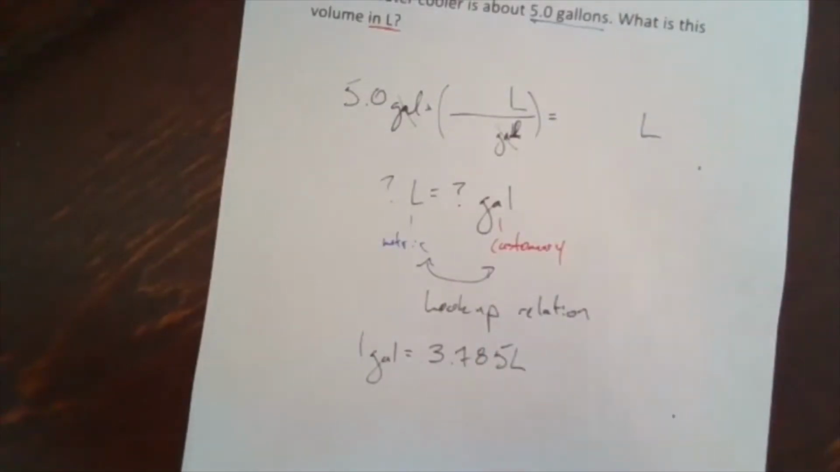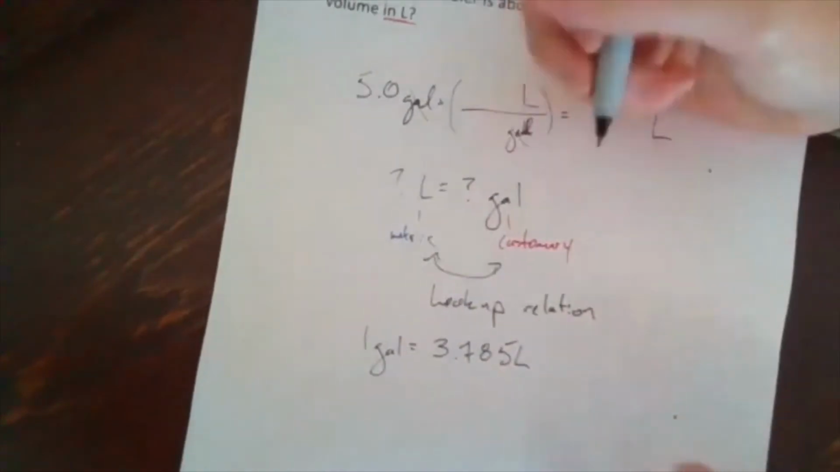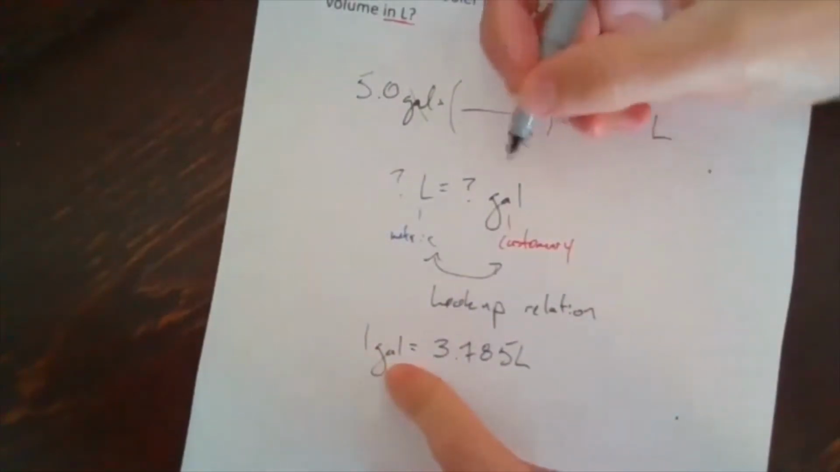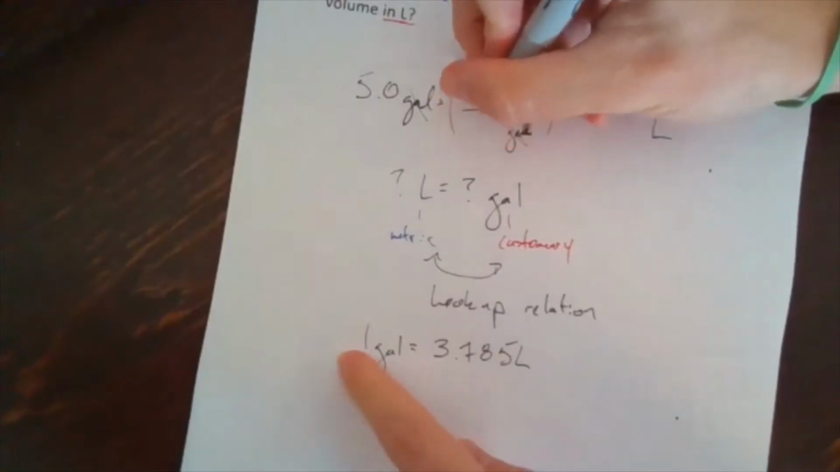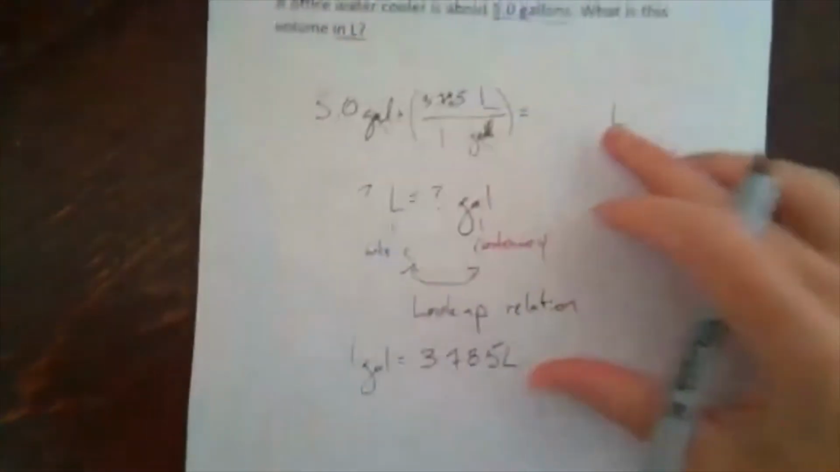So we want to take those numbers. This is our defined relationship. So keep the numbers next to the unit. Gallon was on the bottom, so the 1 stays on the bottom. That means the 3.785 goes to the liters.